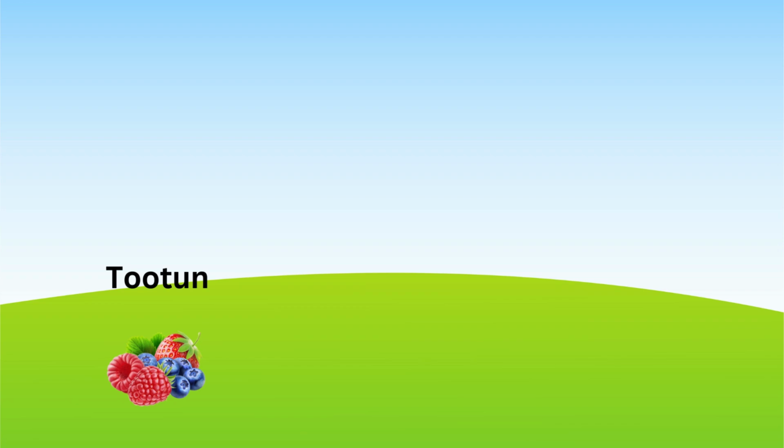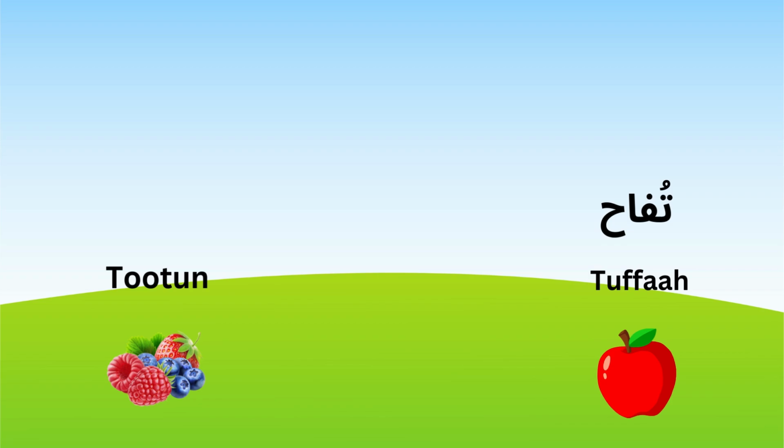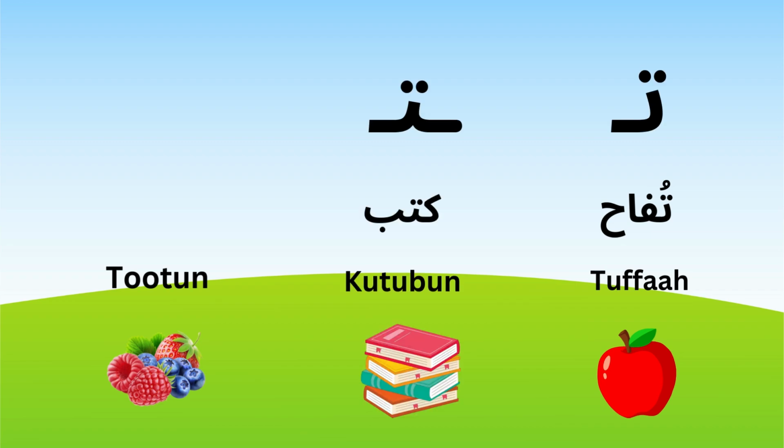Now let's learn the letter ta. In the beginning of a word, it looks like this. Example, tafah. In the middle of a word, it looks like this. Example, kutubun. At the end of a word, it looks like this. Example, tutun.